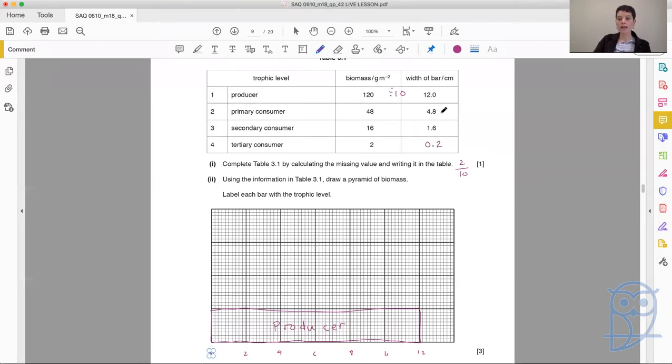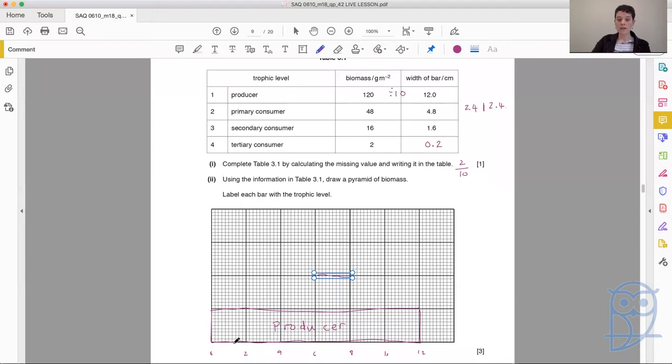Then 4.8 would be our next one, but remember, it must be lined up in the middle. Because we can't just draw 4.8, because then we're going to end up with a triangle, not a pyramid. So if we're going to have 4.8, we would have the middle, and then we'd have half-half. Half of 4.8 is 2.4. So we want 2.4 on either side of the middle. And beautiful, 12, middle is 6. Now we're counting in twos, right?